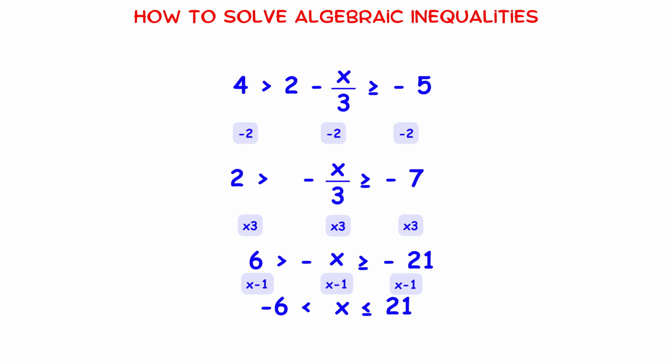+21. In exams, you'll often get questions like this, where we're told that n represents a whole number such that 8 is less than 3n plus 2, which is less than or equal to 17. And you have to list all the possible values of n, so all the whole numbers that n could be.